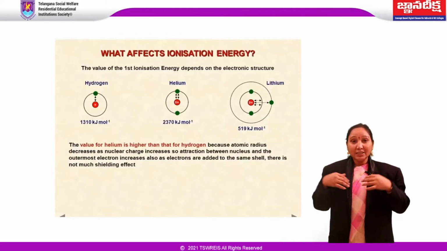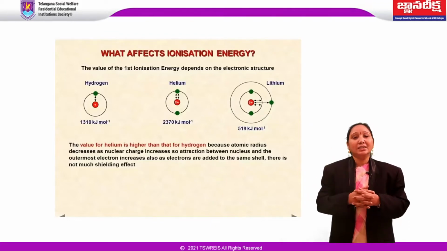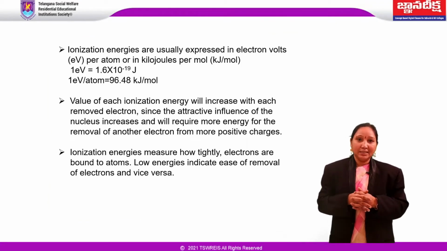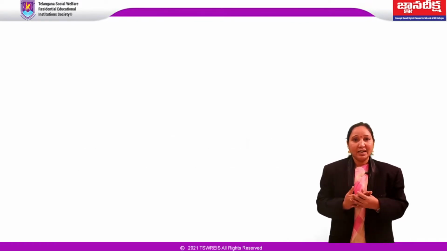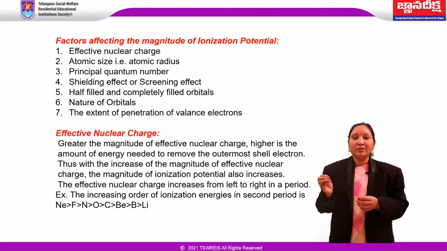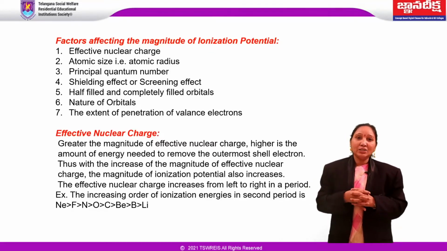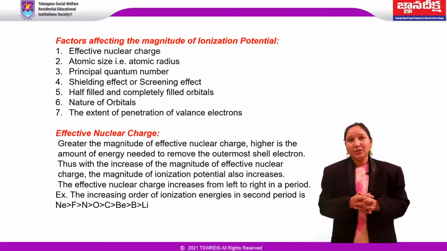Okay. And what are the factors that influence the ionization energy? Generally, the ionization energy is affected by different factors such as nuclear force of attraction, half-filled and completely filled orbitals, the shielding effect or screening effect, the nature of the orbitals, the penetration extent of the orbitals, and also the atomic size. Let us see one by one. What are those factors that influence the ionization potential? First one, effective nuclear charge.